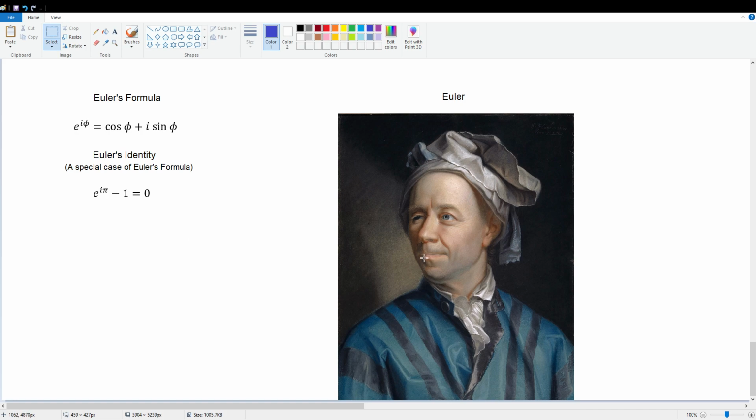But here's Euler, Leonhard Euler, kind of a crazy looking guy, but a genius, and thanks to him we can do all of this kind of stuff.